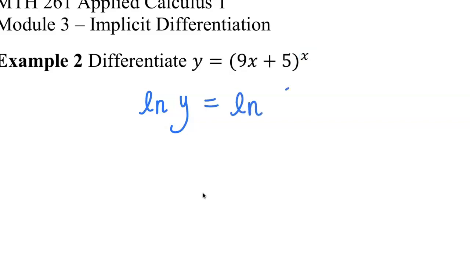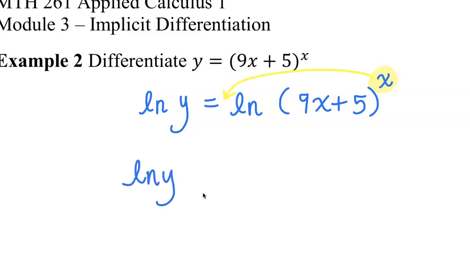So if I take natural log of both sides, this exponent of x can come down to the front, right? So this x will come down to the front. So what do I have? I have natural log of y equals x times natural log of 9x plus 5.